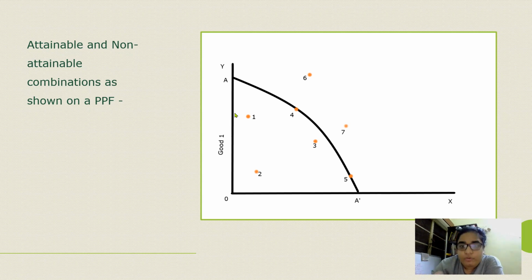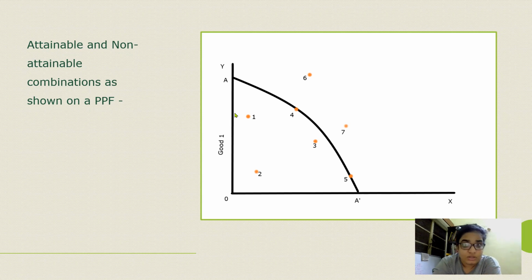So any point on the PPF, which is in this case point 4 and point 5, the resources that were available have been utilized completely and efficiently. But see point 1, 2 and 3, they are inside the graph. Correct? No. PPC, they are inside. So what does that mean? It means that the resources have not been fully utilized. I could have utilized them.